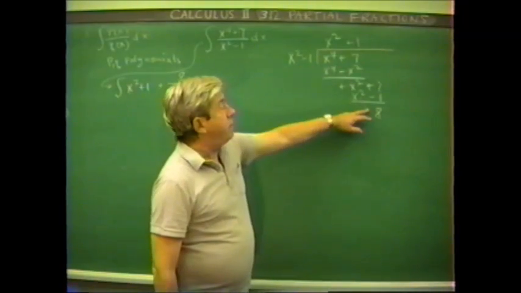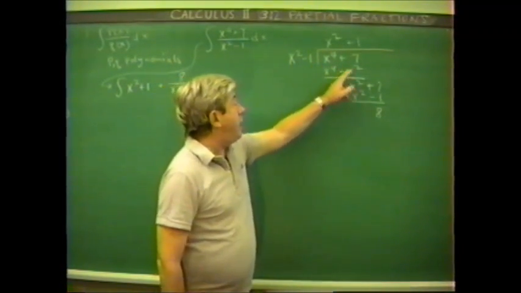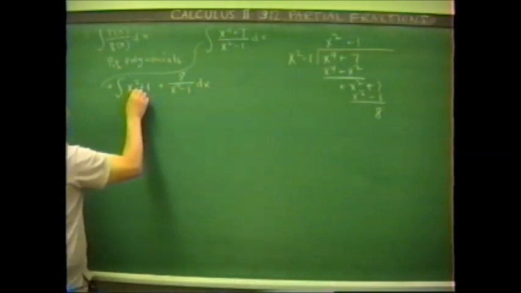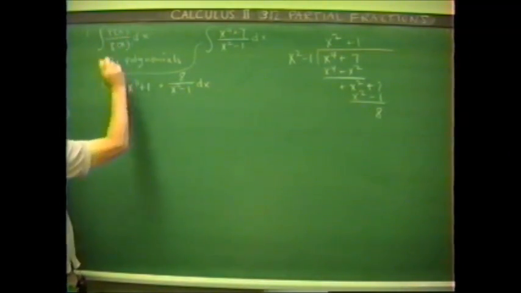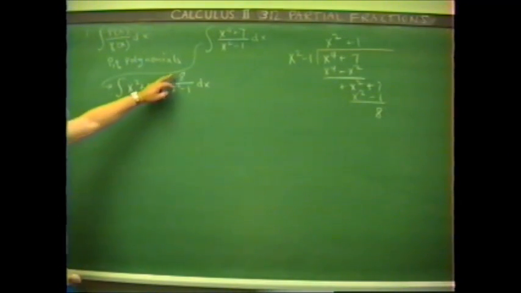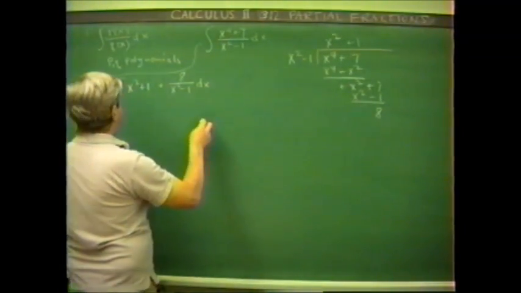You can always continue dividing here until you have a remainder which is of lower degree than the polynomial you're dividing by. And so you can always reduce this problem to one where you've got a polynomial, which you can do easily, and a rational function where the degree of p, the numerator, is less than the degree of the denominator. Right?